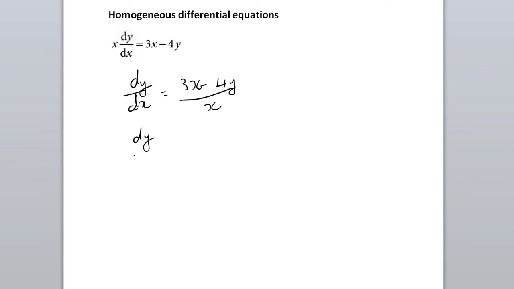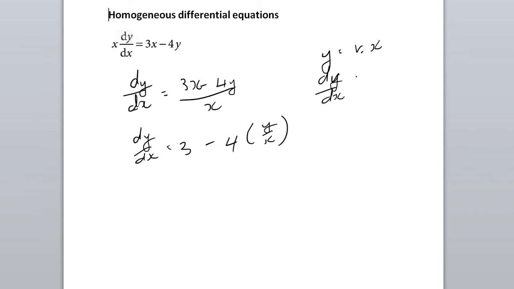And this can be simplified as dy dx is equal to 3 minus 4, and now again I have y over x. Previously we saw that the moment I have y over x, it is a very good indicator that I have here a homogeneous differential equation, and I can substitute y equal to v times x. So the same that I did previously, I'm going to say y is equal to vx. So dy dx, if I differentiate both sides in terms of x, v is a variable. So then again, I have v plus x dv dx.